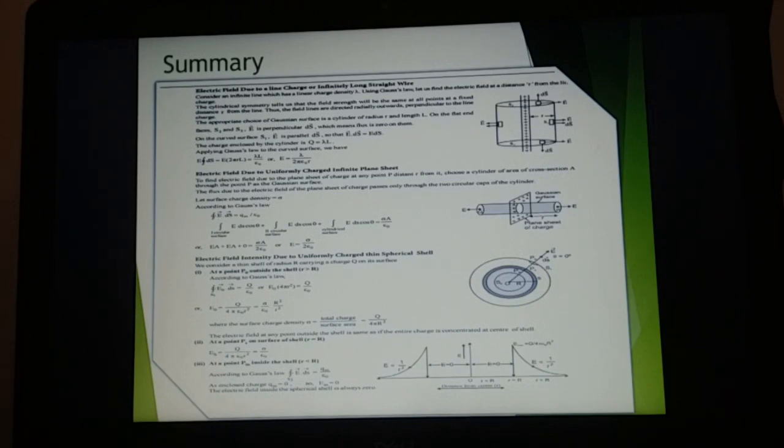And the third case is due to a uniformly charged thin spherical shell. So there we are finding two different cases, one outside and one inside. On the outside, the equation is 1 by 4 pi epsilon 0 q by r square, where r is the radius of the Gaussian sphere, which is the required distance from the shell, and inside the shell there is no electric field, and that leads to electrostatic shielding.